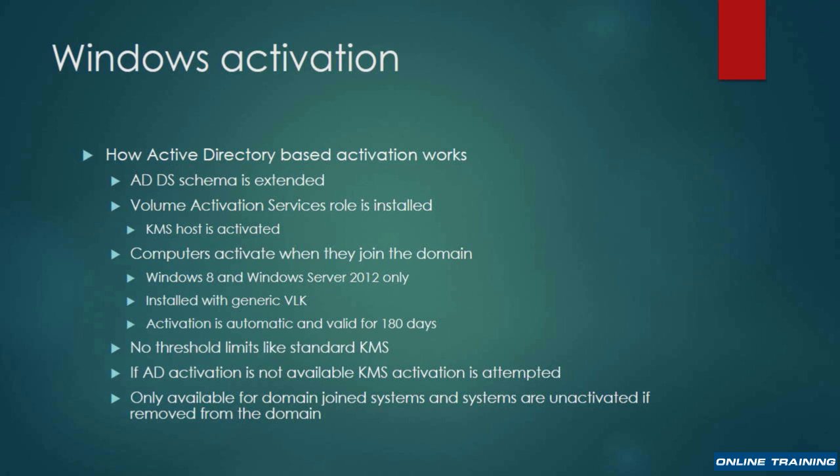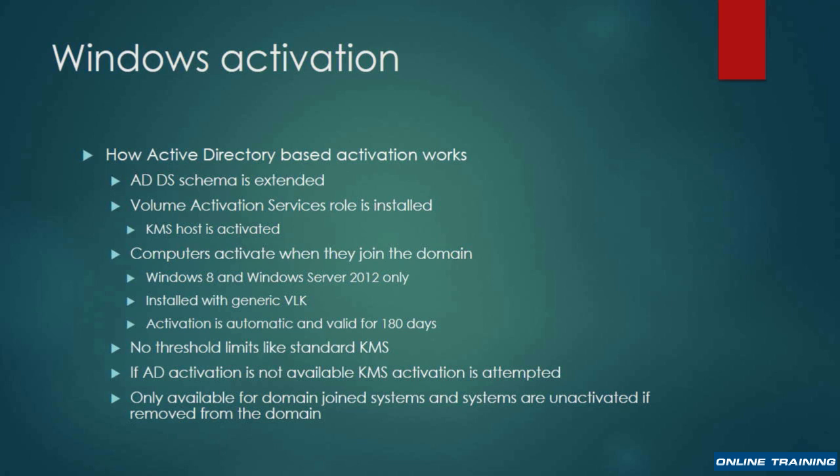That's done as soon as you install a Windows Server 2012 domain controller. There's no special program that you have to run to extend the schema. So as long as you've got domain controllers running 2012 or 2012 R2, then this will already be done. Then I go and install the Volume Activation Services role, and I set up a KMS host. Okay, computers will then activate when they join the domain. This started with Windows 8, so it's Windows 8, Windows 10, Windows Server 2012, 2012 R2. It's nothing prior to Windows 8.